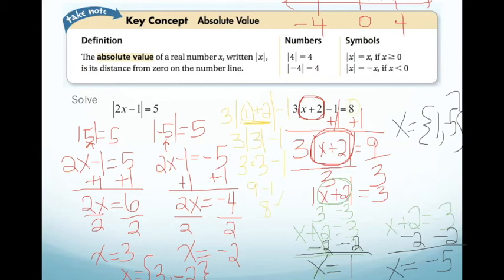Notice that matches my solution. If I substitute negative 5, I will end up again with 8. And that's why I have 2 solutions, because 2 different numbers work to make both expressions equal to each other.